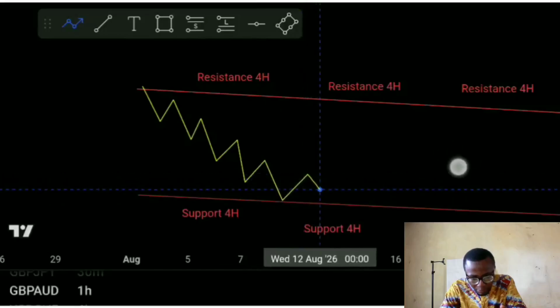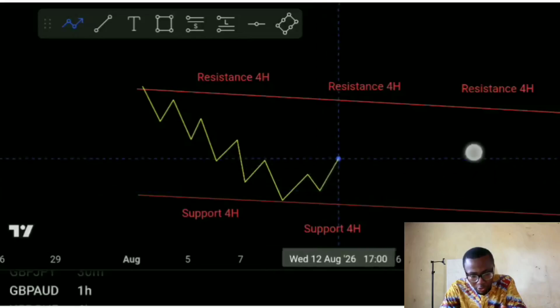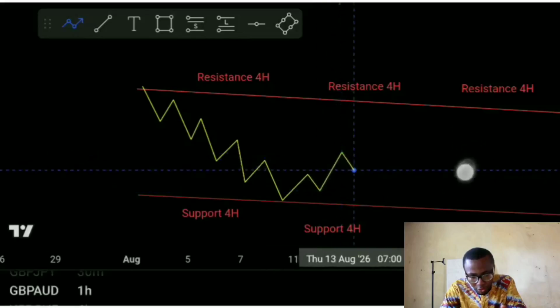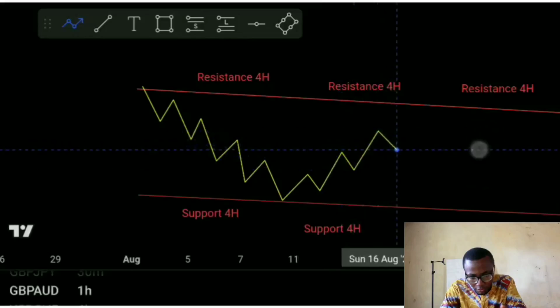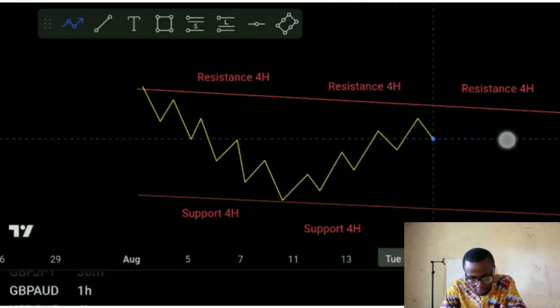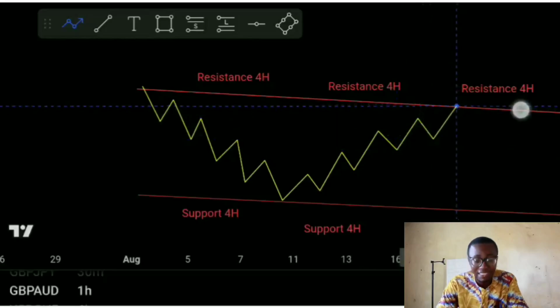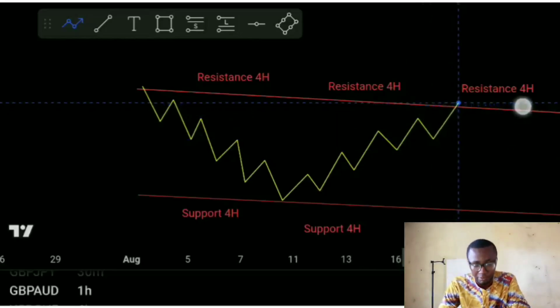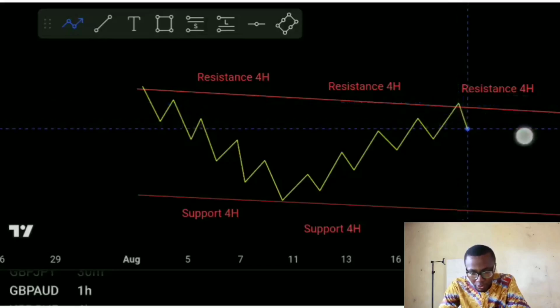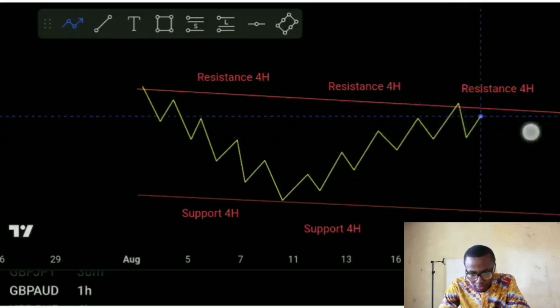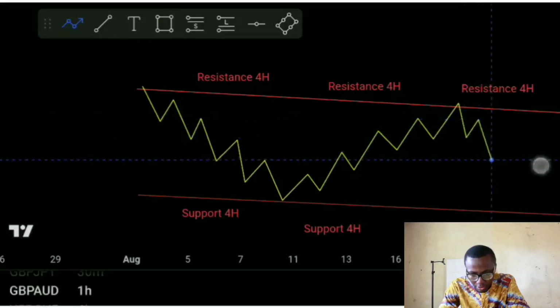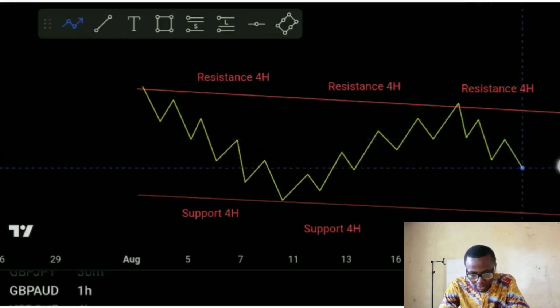Then look at what can happen now. At this point, it has touched the support. Then it starts going up, coming down a little, going up, coming down a little, then going up. Now it has touched the resistance of the higher time frame. What will happen? It starts going down now. Touch here, come down, touch here, come down.